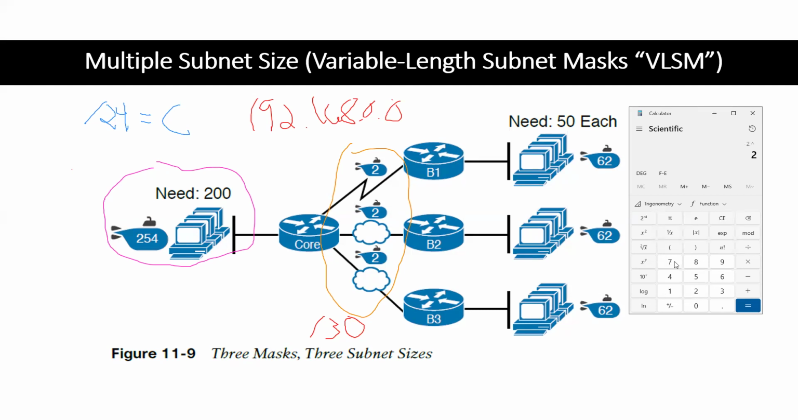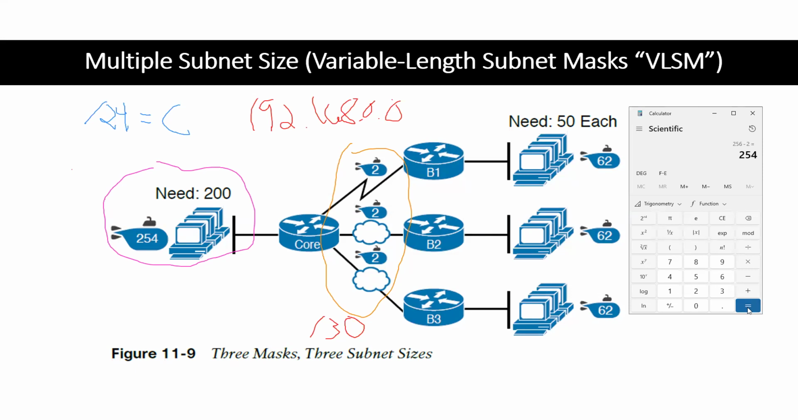Let's do 2 to the power of 7. 128 minus 2 for the network and broadcast address. All right, that's 126. We're getting close, but we need a little bit more. So let's do 2 to the power of 8. All right, that looks better. 256 minus 2, we have 254.